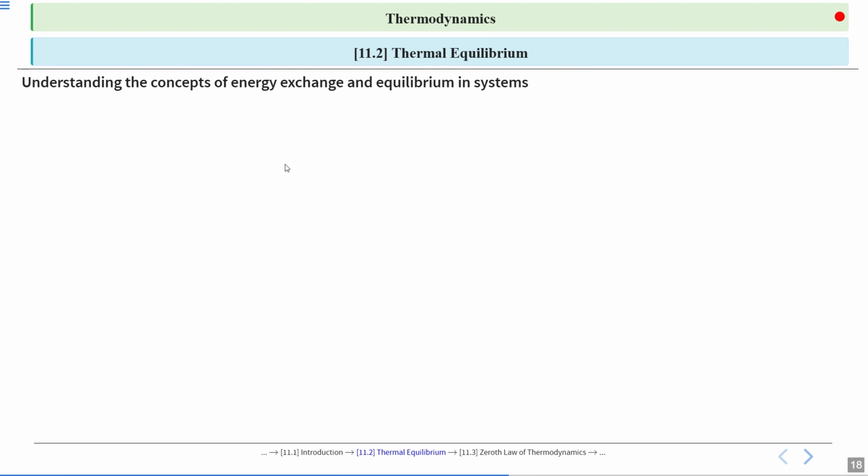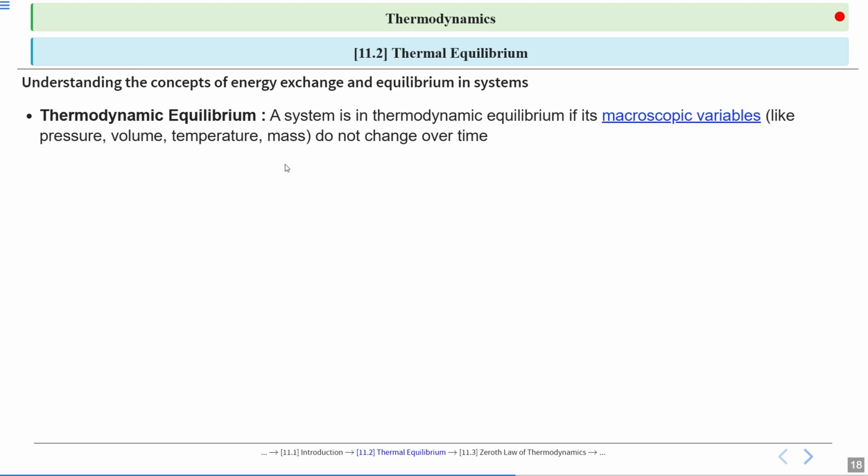So let's see the definition of equilibrium state. Thermodynamic equilibrium: a system is in thermodynamic equilibrium if its macroscopic variables do not change over time. Here macroscopic variables like pressure, volume, temperature and mass are independent of time. They do not depend on time. So in thermodynamic equilibrium these macroscopic variables are constant. All right.